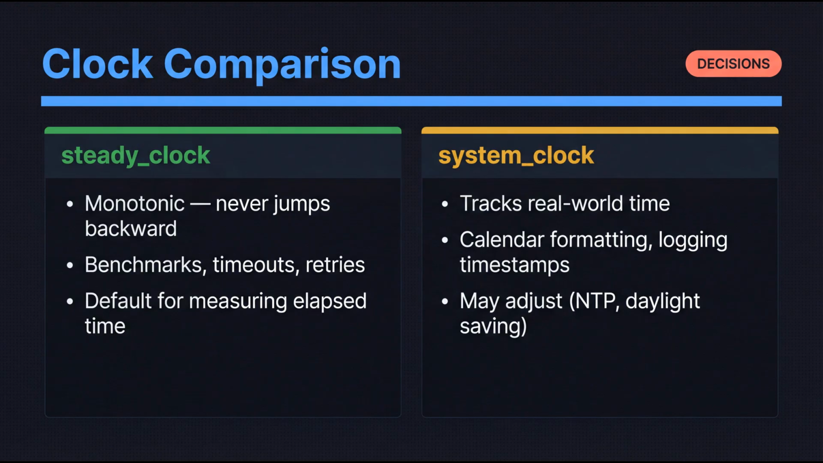If you're measuring how long something took, use steady clock. If you're recording when something happened, use system clock. Pick the clock that matches the question.